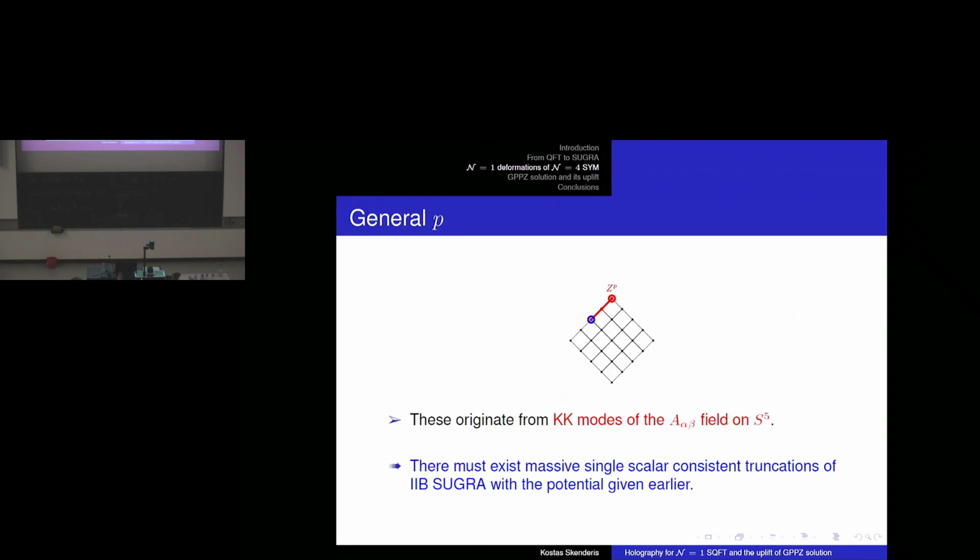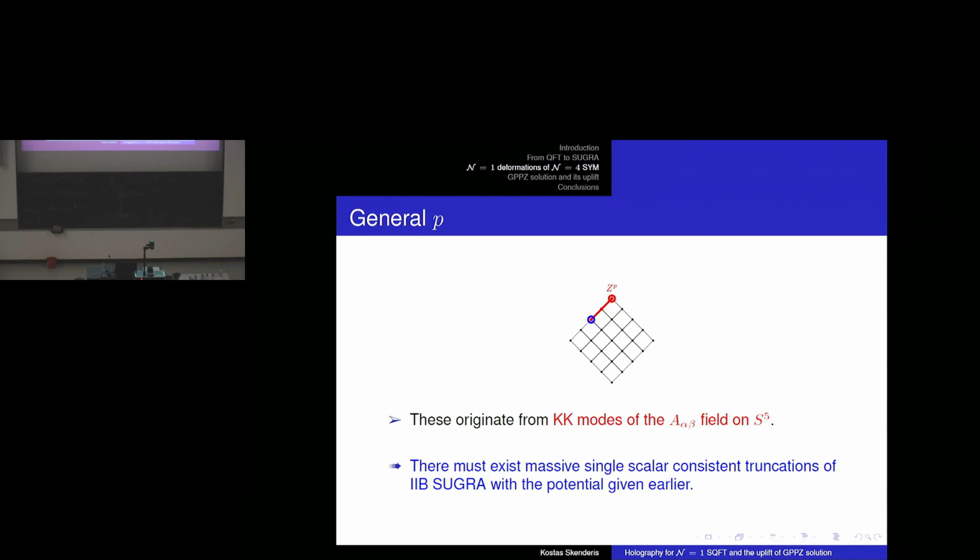Okay. So if you want to do general P, you just start with Z to the P, and again you use the same graphical decomposition. So all of these modes originate from Kaluza-Klein modes of the antisymmetric tensor on the S5. And these arguments suggest that there exist massive single scalar consistent truncations of type 2B supergravity with a potential given here. So that's a challenge for the consistent truncation people.